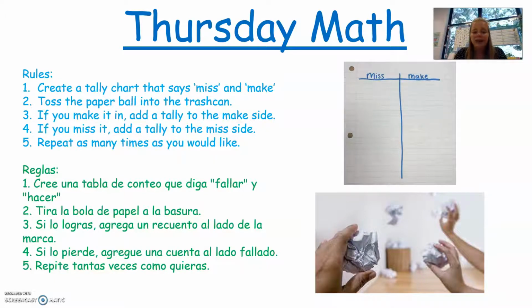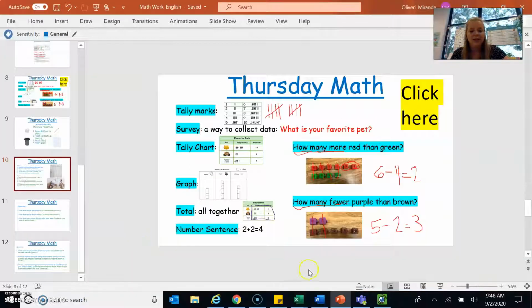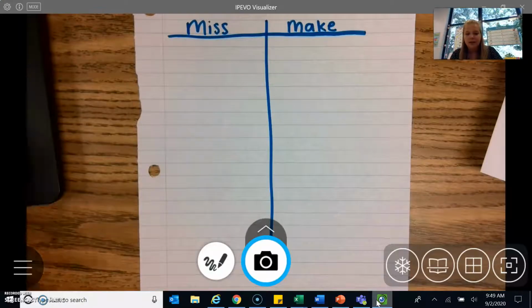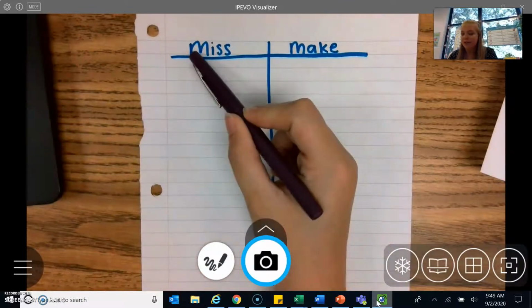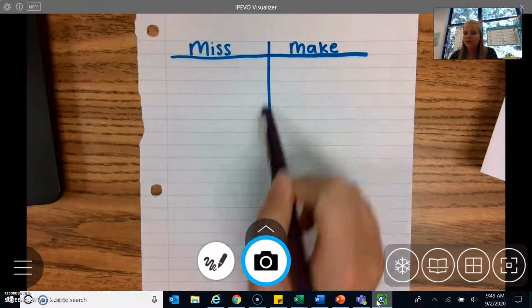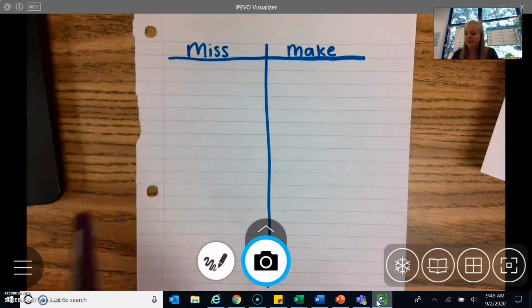Alright, so I'm going to play, and I want you to follow along while I play, okay? Alright, so here is my tally chart. See, so I wrote miss, make, and I drew a big T, okay?